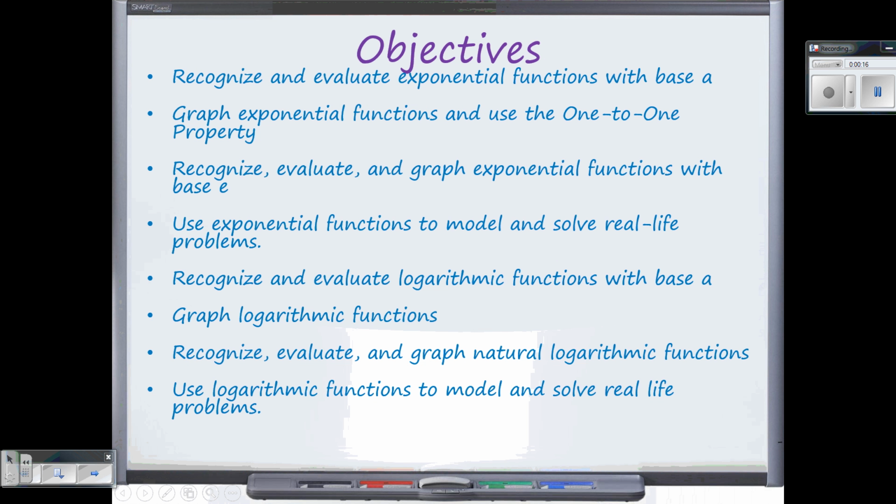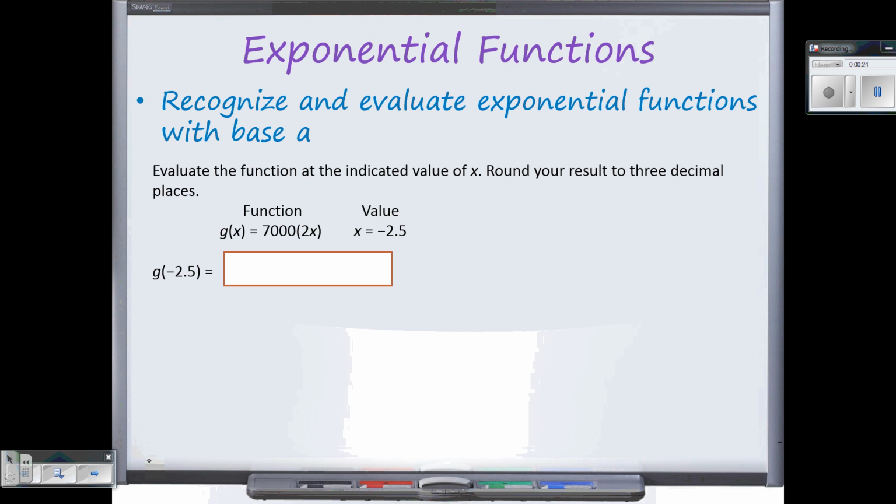Alright, these are our objectives. We're going to work with recognizing and evaluating exponential functions. This is a typo. This x is supposed to be an exponent. So what we're going to type into our calculators is 7,000 times 2 to the negative 2.5.